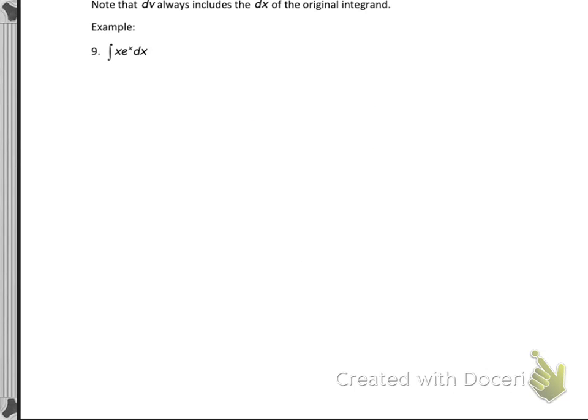Okay, so in this problem, I have a product: x times e to the x dx. What I'm going to do is make my u equal to x. Then I'll look for du in a second. So, what is du? du/dx is just 1, right? So that's the derivative.